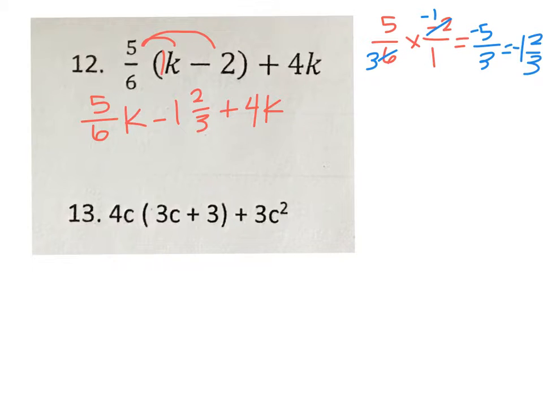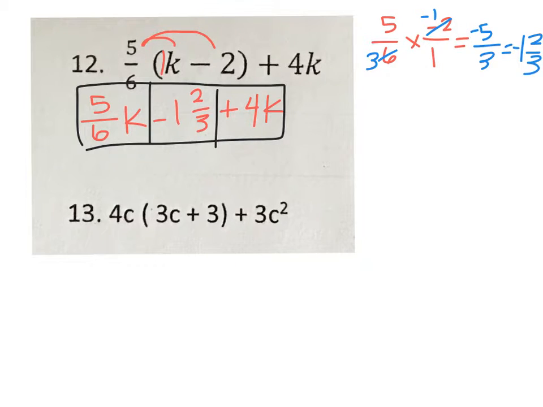Next, I would want to combine any like terms, so I'm going to box my terms. And I have this 5/6k plus 4k. They're both positive numbers, so I'm just going to add them. That gives me 4 and 5/6k. And then we just had this one constant left over, so -1 2/3. And that is our answer.